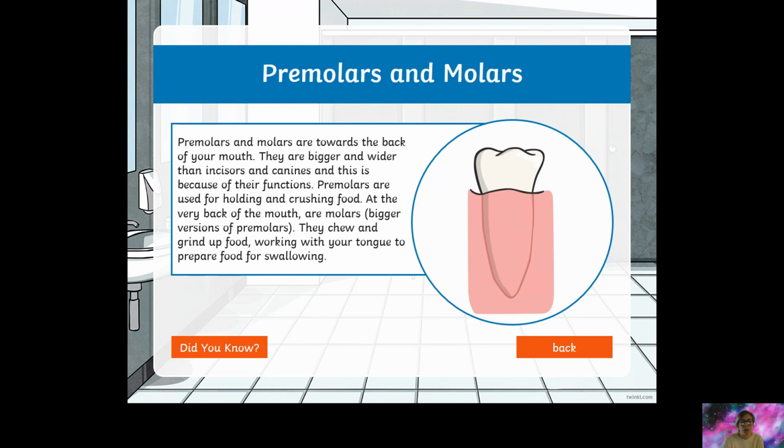Premolars are used for holding and crushing food. At the very back of our mouth are molars, which are bigger versions of premolars. They chew and grind up food, working with your tongue to prepare food for swallowing. What's the did you know fact here? Babies are born with all their teeth, even their adult ones. The teeth just haven't emerged through the gums yet. So when you're a baby, you've got all your teeth, they're just hidden away under your gums.